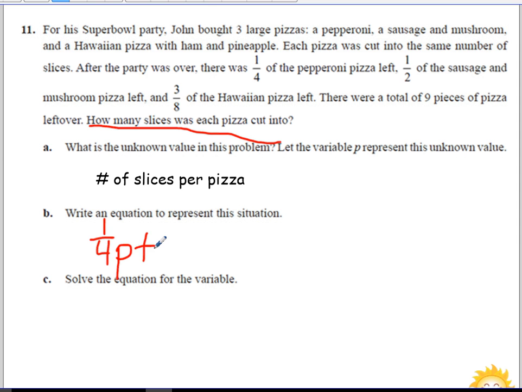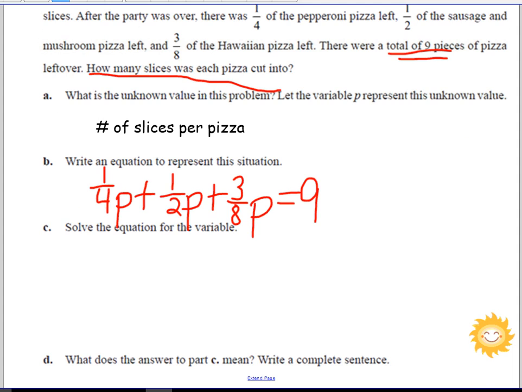We also have, so we're adding to it, 1/2 of our second pizza's slices left, which again, we don't know how many slices are in the pizza, so that's P. And then finally, we have 3/8 of our third pizza left, and 3/8 of the number of slices there would be 3/8 of P. We don't know what P is yet, but we know how many slices that adds up to, and it says that there was a total of 9 pieces of pizza left. And so that total equals 9. And so it asks us to solve the equation in this problem.